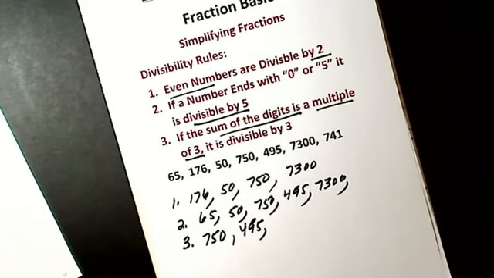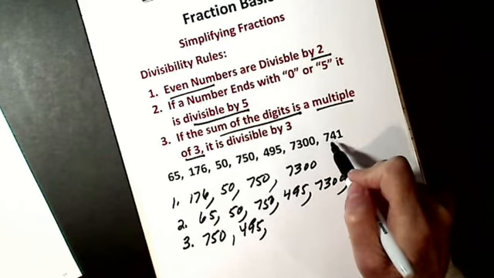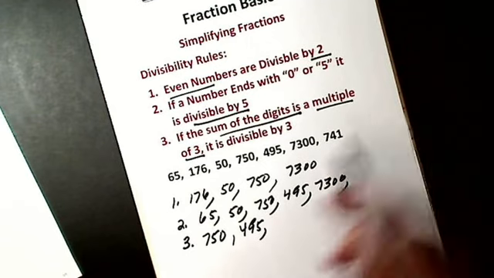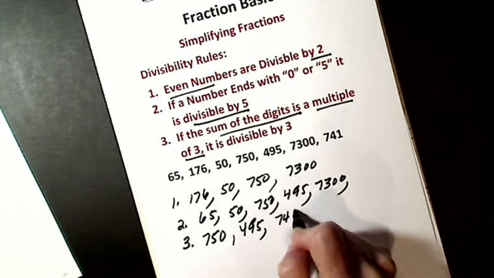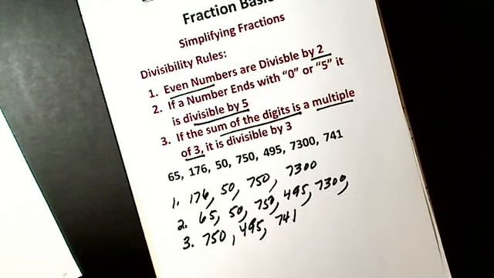Is 7,300 divisible by 3 evenly? In other words, does 3 go into that evenly with no remainder? No, because 7 and 3 is 10. Doesn't work. 741. I'm going to get a 12. Does 3 go into 12 evenly? Yes. So 3 will go into 741. So we're going to use these facts when we simplify fractions.